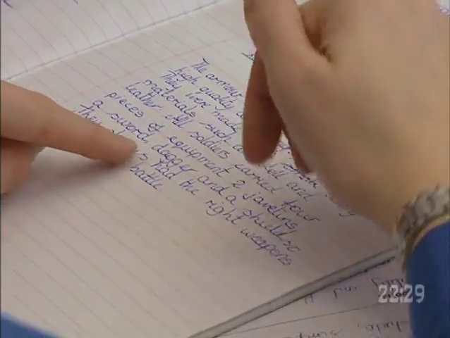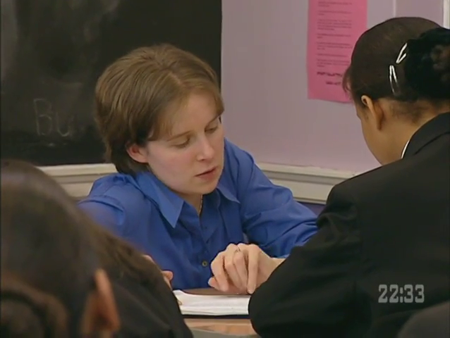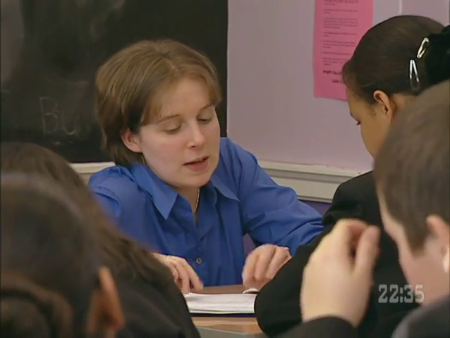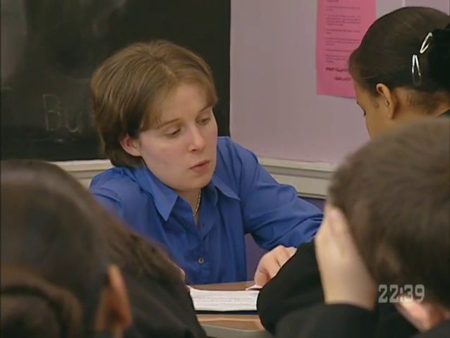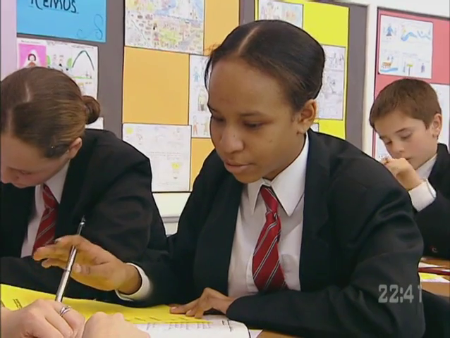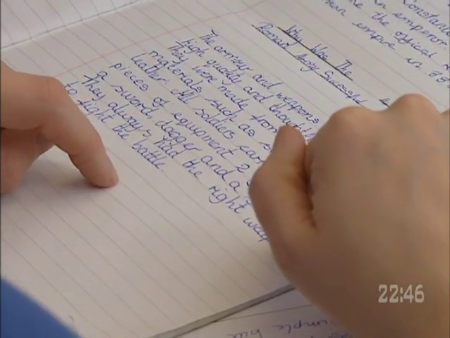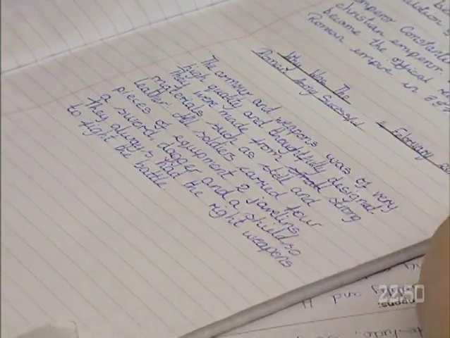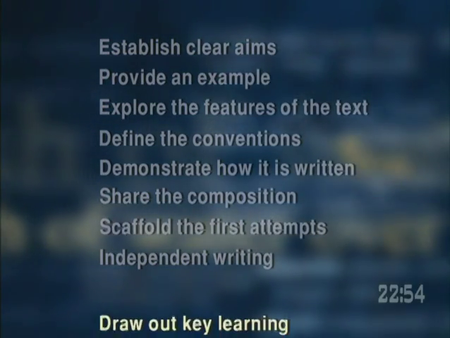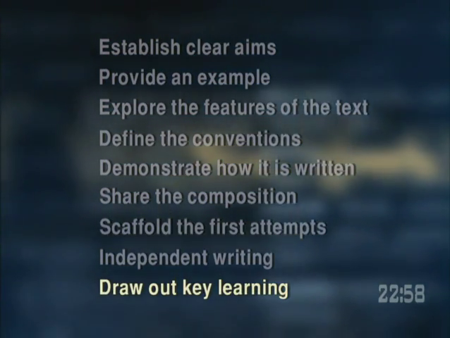Right, can we link those 2 sentences together? Can you look at your sentence? Is there any way that we can make the link between that last sentence back to earlier in the paragraph? What word could you use? Therefore. Excellent. So therefore, they always had the right weapons to fight the battle. Okay, so you're linking that back to the rest of the paragraph. Okay, brilliant. Fiona now uses the plenary session to review the writing and to draw out key points.